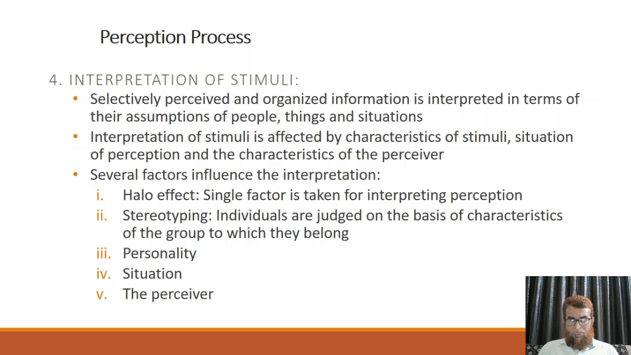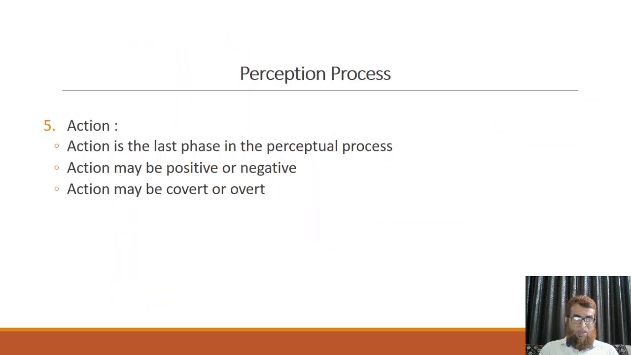Stereotyping: individuals are judged on the basis of characteristics of the group to which they belong. If a person belongs to a particular class in a college, and that classroom has good quality students, then each and everybody is graded as good students. Personality, situation, and the perceiver are other factors which affect the interpretation of stimuli. And fifth step in the perceptual process is action. Action is the last phase here. Action may be positive or negative. It may be covert or overt also.